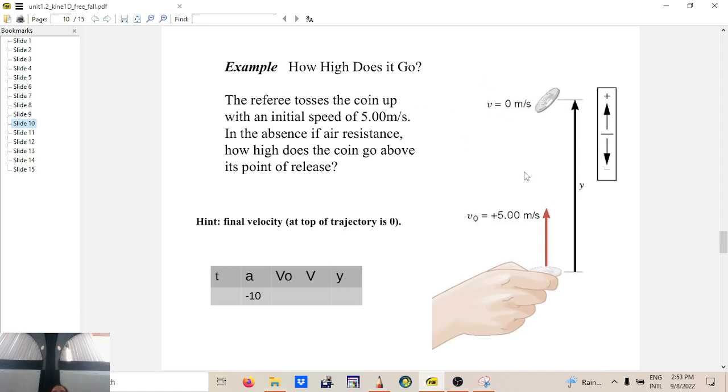So here, they make things easy for you. They're not supposed to. But it says how high. So when you see how high, that means the final velocity is zero. You have to do that on your own. You have to draw which way is plus, which way is minus. Then you add some dressing. So you decide initial velocity is 5, final velocity is 0, and you need to find the displacement.